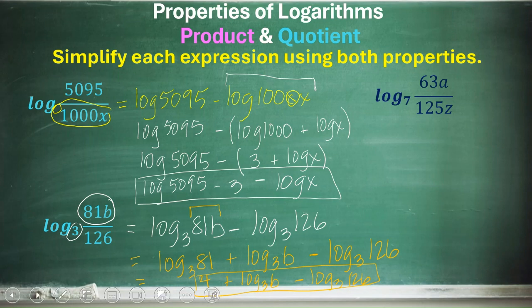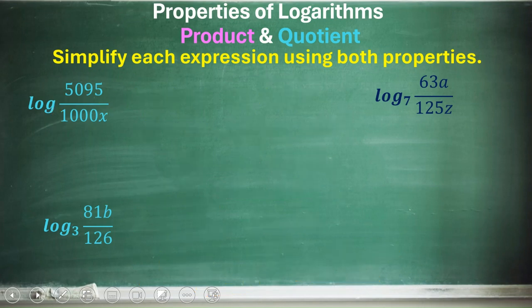Okay, I'm going to go ahead and clear the screen and do our last problem. So in this problem, we have the log base 7 of 63a divided by 125z. So we have the product property in both the numerator and the denominator. And then because this is being divided, I also have the quotient property that I need to use. So I'm going to expand this using the quotient property.